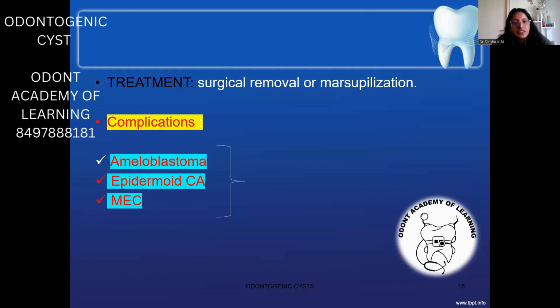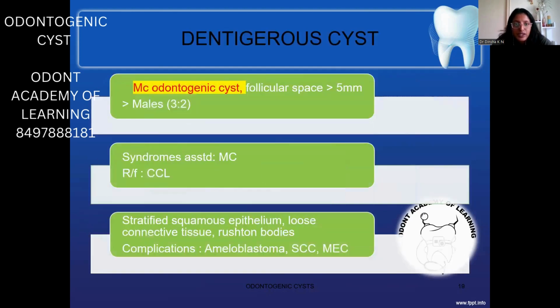Treatment for a dentigerous cyst is surgical removal or marsupialization. An untreated cyst can have a complication: it can develop into ameloblastoma, epidermoid carcinoma or mucoepidermoid carcinoma. So to conclude, the dentigerous cyst is considered the most common odontogenic cyst, with a follicular space of more than 5 mm and a predilection for males. In multiple cases, when there are multiple dentigerous cysts, there are syndromes which have been associated with that.